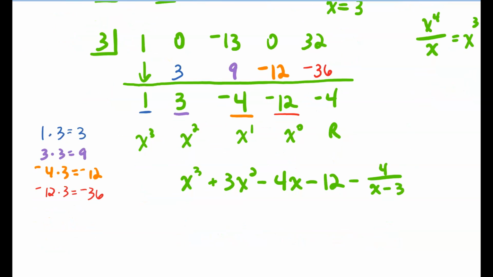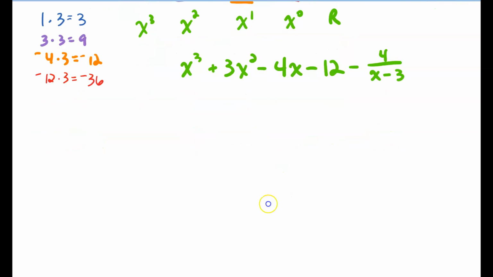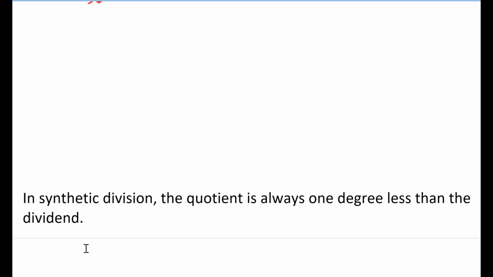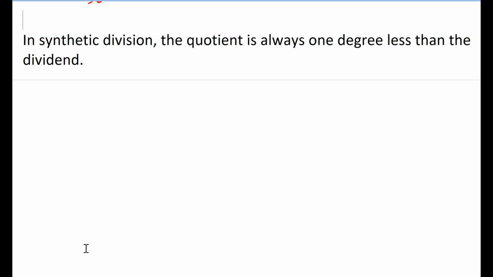Okay. I'm going to do another one with you guys, and I'm not going to write out all of these steps. Let's move this up some. Hopefully you noticed that the quotient is going to be 1 degree less than the dividend. The quotient is the result that you get from doing the division. So 8 divided by 4 is 2. 2 is the quotient.